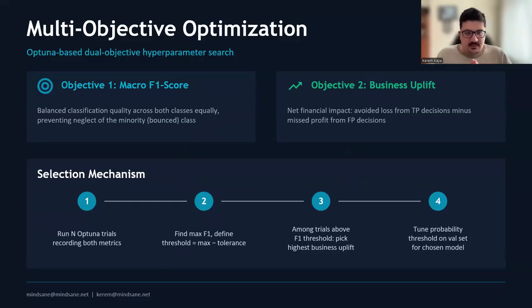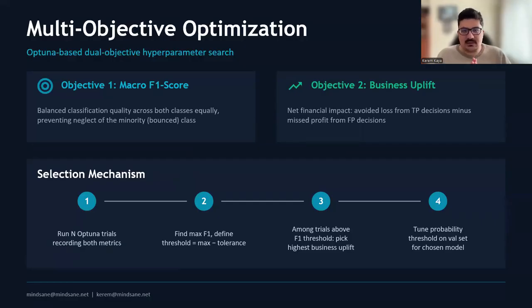And we do this by running, for example, 50 Optuna trials, where we record both metrics. Then we find the trial with the maximum F1 score. Then we remove our threshold from it, the tolerance value, and we select all trials in that range. And then we pick the one with the highest business uplift. And also we tune the probability threshold on that specific model's hyperparameters on our validation sets afterwards.